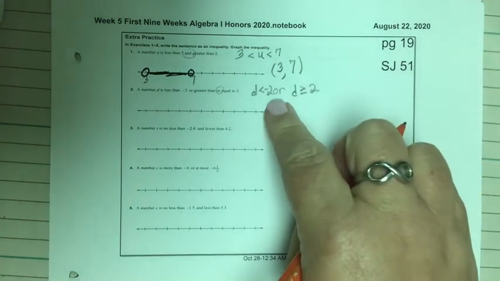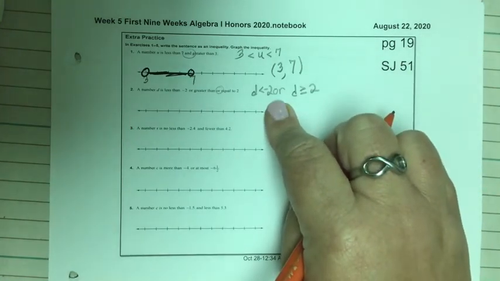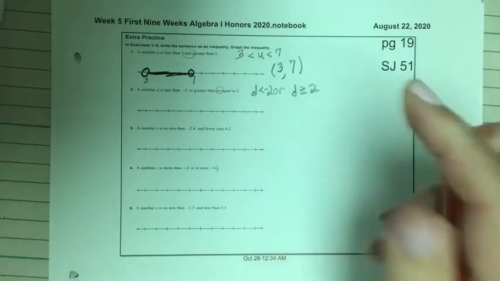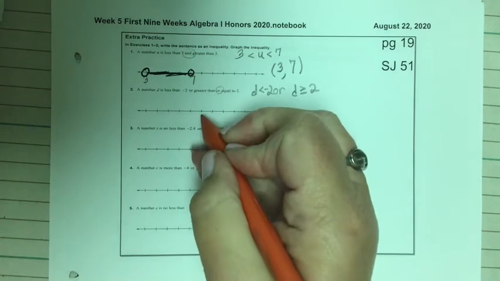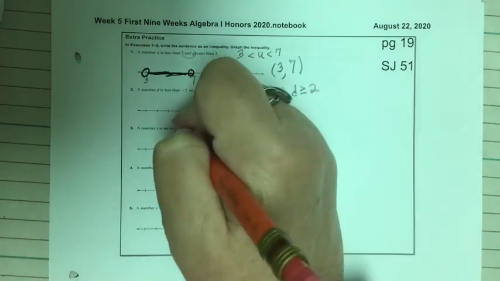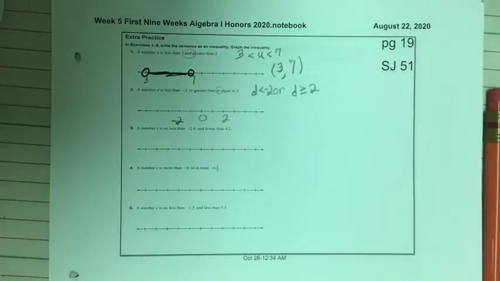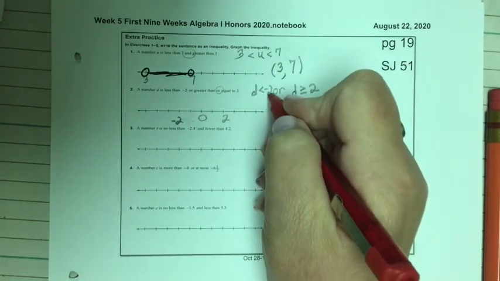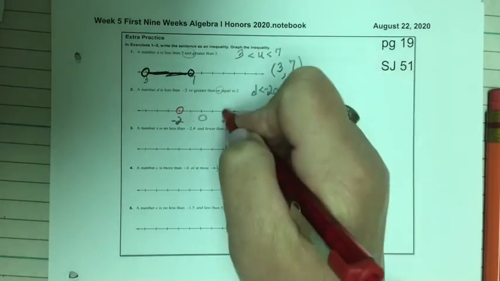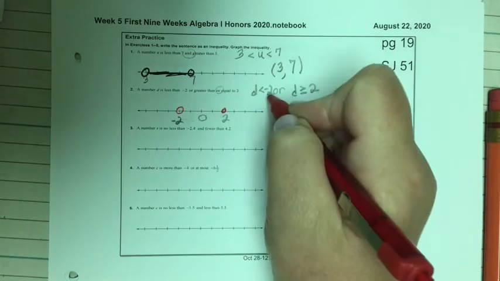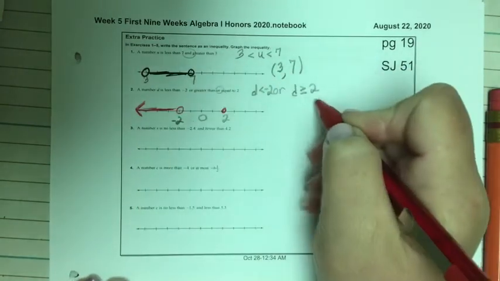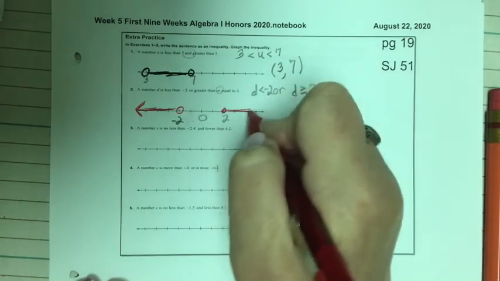Or, remember, that's the union, so it's two rays put together, shading in opposite directions. I'm going to put 0 here, positive 2, and negative 2. I'm going to put an open circle on negative 2, a closed circle on positive 2. D is less than negative 2. D is greater than or equal to positive 2.